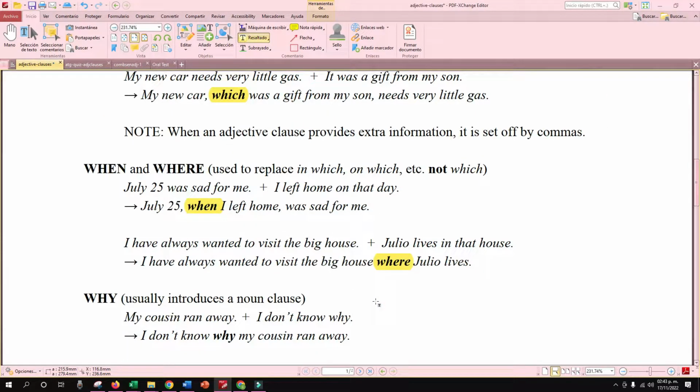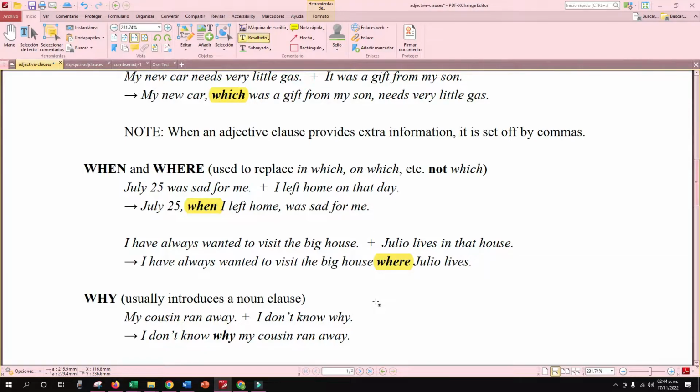Also, why usually introduces a noun clause. My cousin ran away. I don't know why. That is the other sentence. So if you say, I don't know why my cousin ran away, you are introducing a noun clause. In that way you're using a relative adverb. So why is a relative adverb. I don't know why my cousin ran away, right?